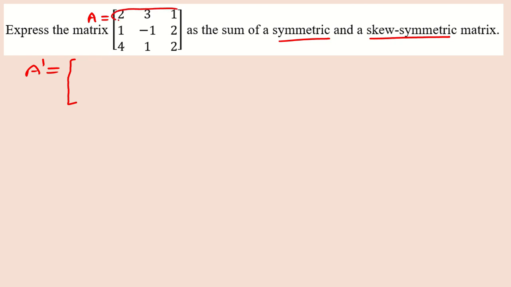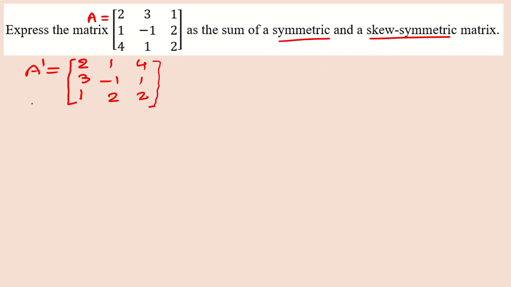So this will be: 2, 3, 1 is the first row, so 2, 3, 1 will now become the first column. See, every time I am doing the same thing. 1, minus 1, 2 is the second row, so 1, minus 1, 2 will be the second column. Then 4, 1, 2 is the third row, so 4, 1, 2 will be the third column.